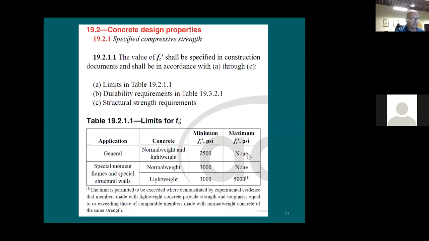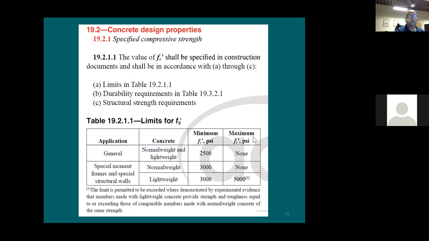But when you do seismic members, which means members that are going to be used to support earthquake forces, this is why they call these special moment frames and special structural walls. This one you have your seismic design. In this case, for the normal weight, the limit was taken out. If you have lightweight construction, it's going to be 5,000 PSI. The older code was completely different. These values were really low. Now they just put it as none, which means that there is no maximum. You can use any value. When you have seismic members, seismic framing, you design for a minimum of 3,000 PSI.